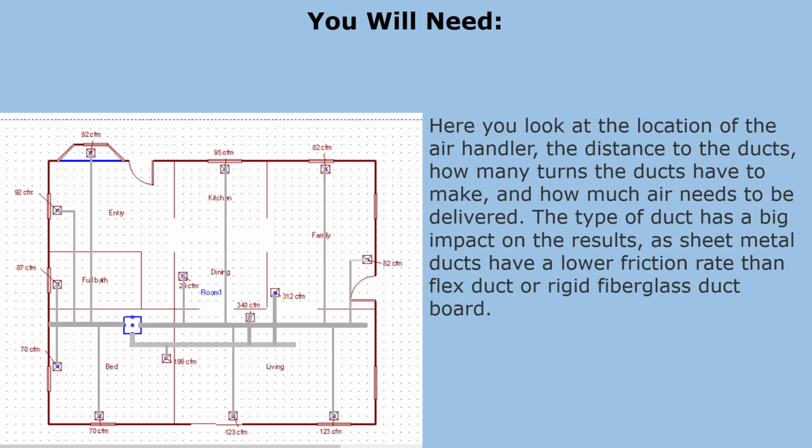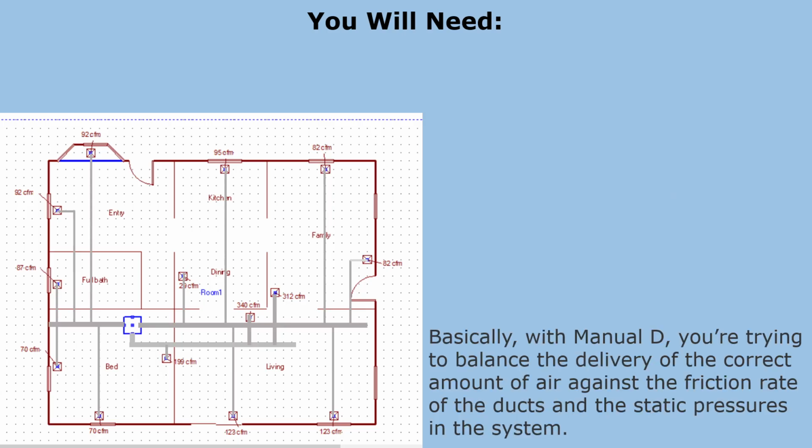The type of duct has a big impact on the results, as sheet metal ducts have a lower friction rate than flex duct or rigid fiberglass duct. But your flex duct, if it's not pulled out straight, has poor performance. Oval has very poor performance. Basically, with Manual D, you're trying to balance the delivery of the correct amount of air against the friction rate of the ducts and the static pressure in the system.